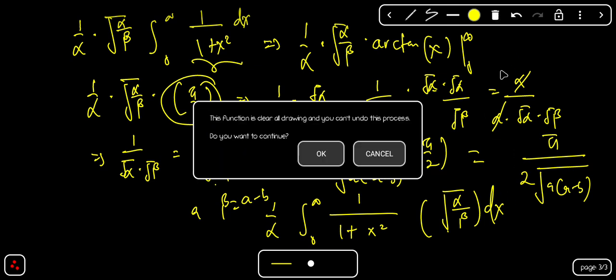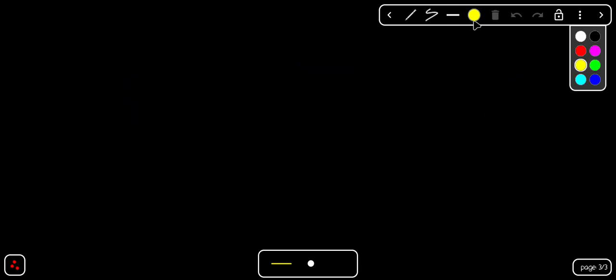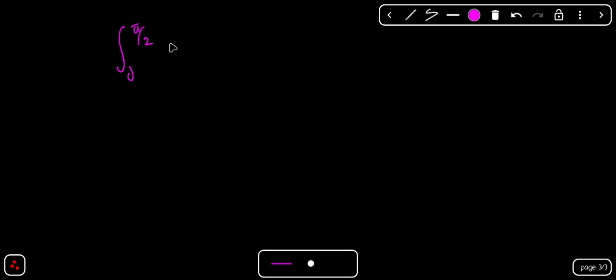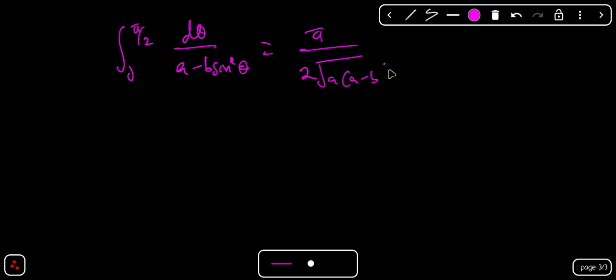So that shows that the integral from 0 to pi over 2 of d theta over a minus b sine square theta is equal to pi over 2 multiplied by square root of a into a minus b, for a greater than a minus b and greater than 0.